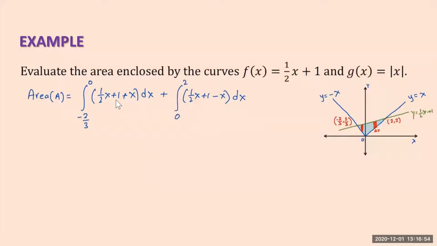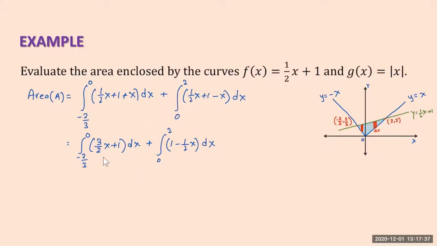Before I evaluate the integral, I'm going to combine the like terms in each of these integrals. The first one, we have negative 2 over 3 up to 0. Half x plus x, that is 3 over 2 x, plus 1, integrating with respect to x. The second one is from 0 up to 2. Here we have a 1, and then half x minus x is minus half x. We combine the like terms because half plus 1 is 3 over 2 x and half minus 1 is negative half, so that is negative half x.